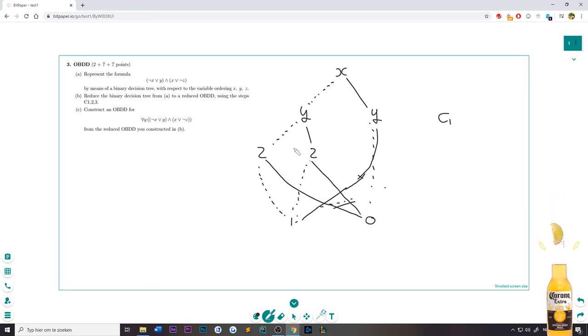And similarly, these two we can merge, right? And this looks an awful lot like a tree we've drawn before, actually. I'm pretty sure it's the exact same tree on one of the exercise sheets. And as you can see, we can apply C2 again here, right? We can get rid of this one. So this is the reduced OBDD that we're left with.